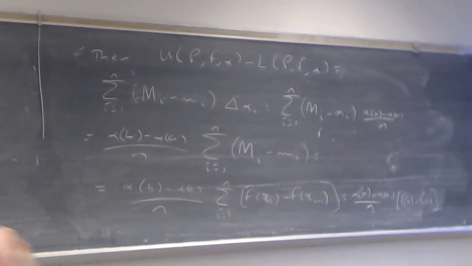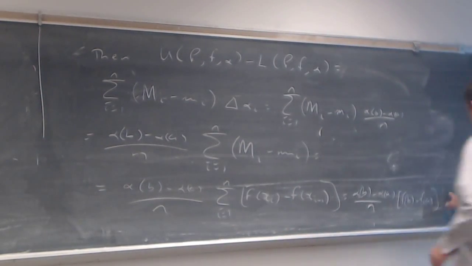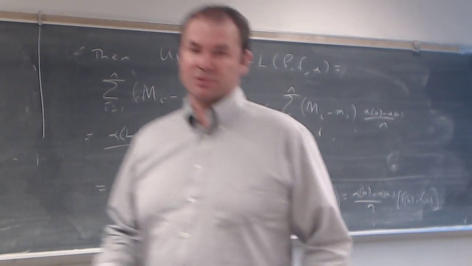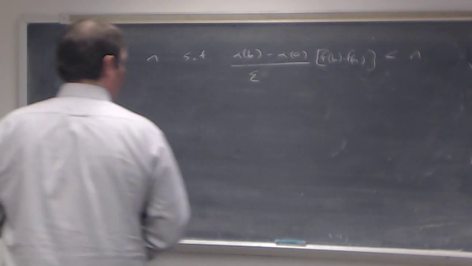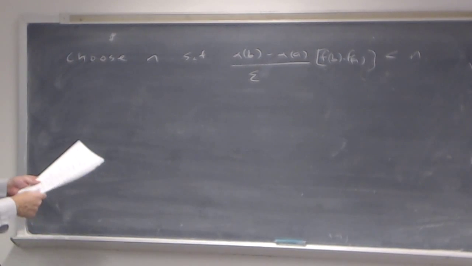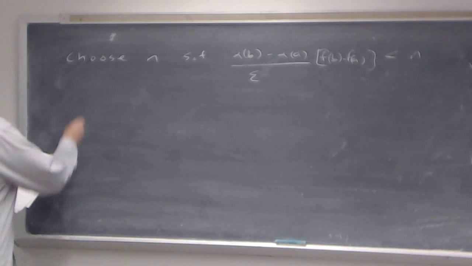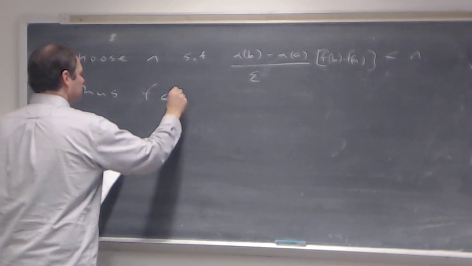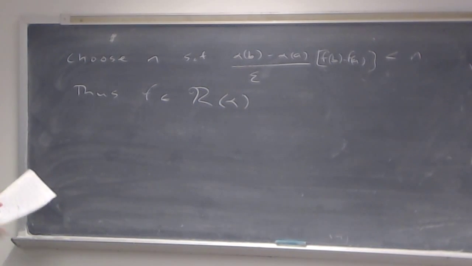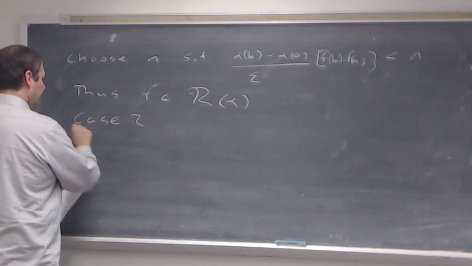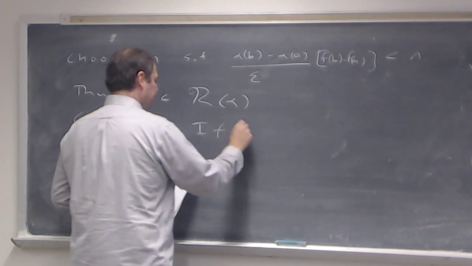I want this quantity way over here to be less than epsilon. So I'm going to solve for n, and I would multiply everything by n and divide by epsilon. And so I get this result. And this is what I want. And so we can choose an n that allows that to happen because the set of natural numbers is not bounded above. And thus, f is going to be Riemann-Stieltjes integrable. And then case 2 is based on f being monotonically decreasing.